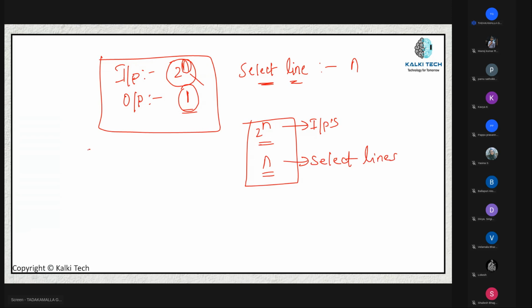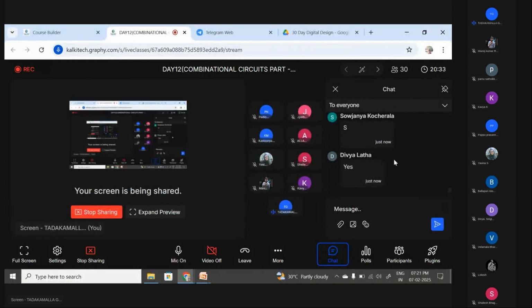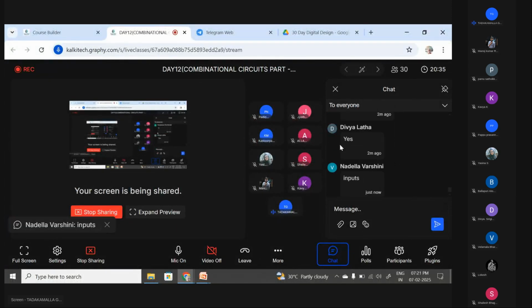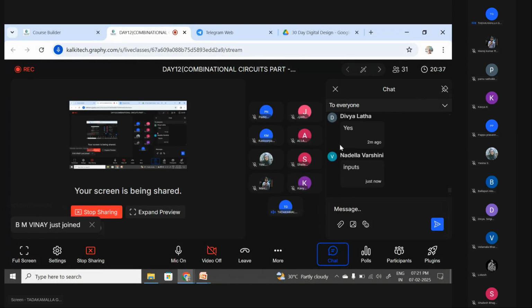Now, for a 4 cross 1 mux, what does this 4 indicate? For a 4 cross 1 mux, what does this 4 indicate? Quickly in the chat box, please. Yes, very good. And how many select lines are there for this 4 cross 1 mux?